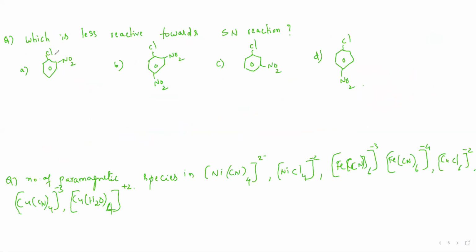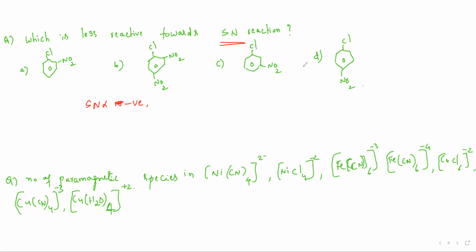So coming to the next one, which is less reactive towards SN reactions. The SN reactions are directly proportional to nucleophilic substitution, and electron-withdrawing groups like minus I, minus R, minus M groups. So the one which is having less electronegative groups is less reactive.